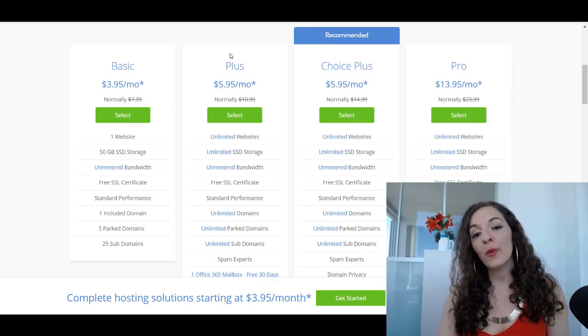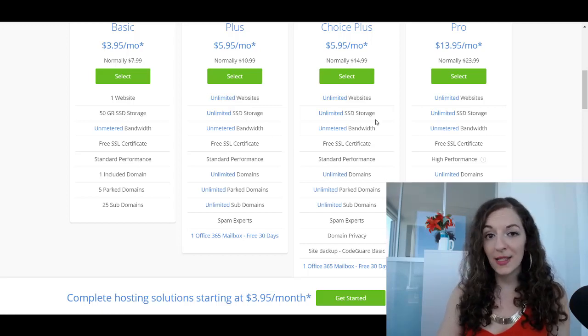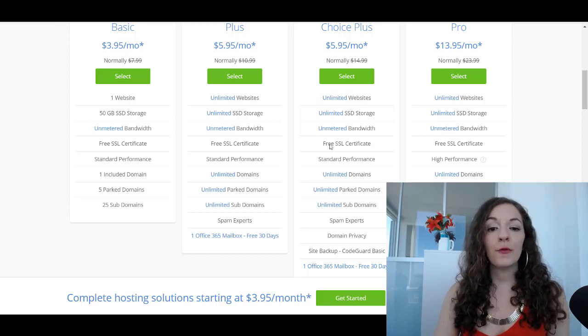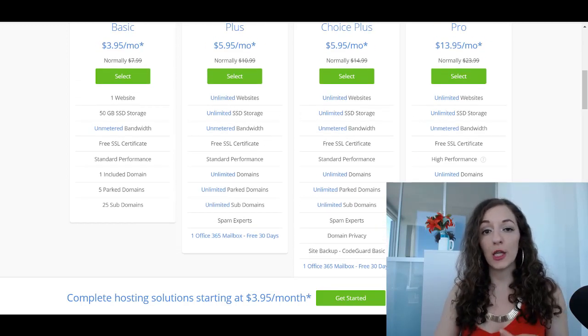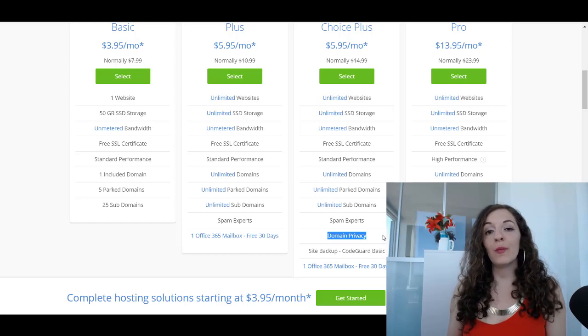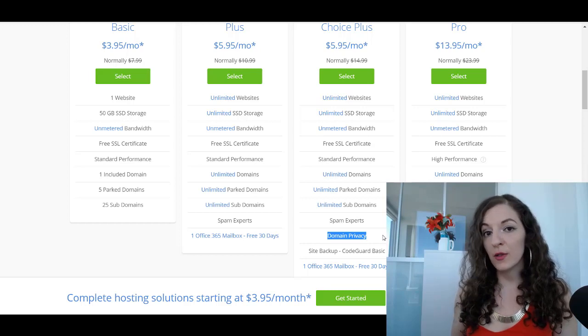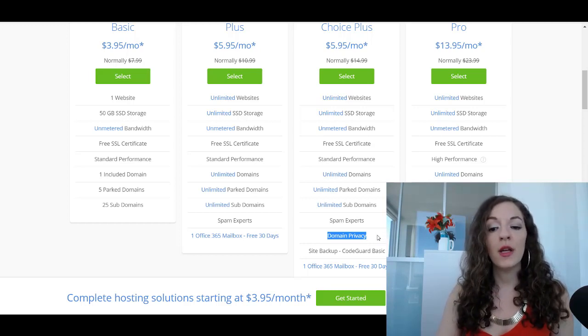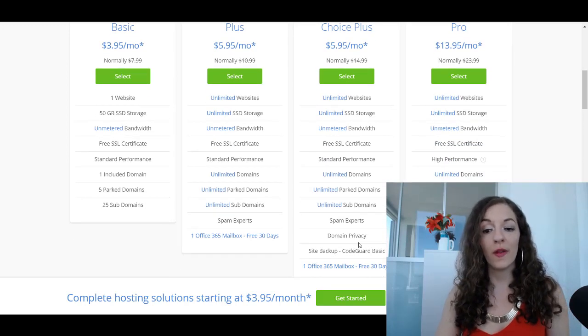Okay, so we were looking at the difference between these two. Basically, you have unlimited bandwidth, unlimited websites you can put on either of these plans, free security certificate, unlimited domains, all this good stuff. The only difference between the two is extra security and privacy. Typically with your domain, you are able to look up the information of the person who owns the domain. If you want domain privacy, so you don't want anyone to look up that information, then the Choice Plus would be a better option for you.